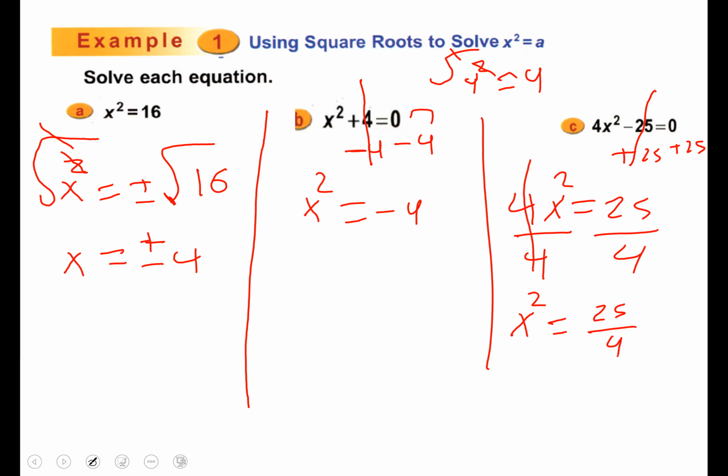And let's take the square root of both sides. Plus or minus, and the result, you can cancel out the radical expression. x equals what? Plus or minus what? Square root of 25 is 5, square root of 4 is 2. The result will be x equals plus or minus 5 over 2. That's all for example 1, letter A, B, C.